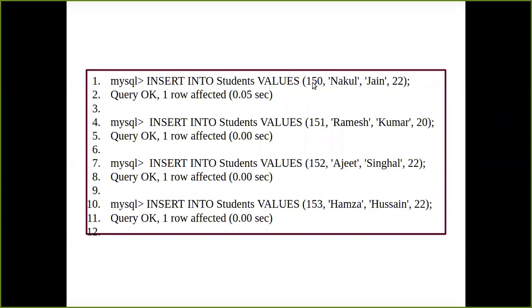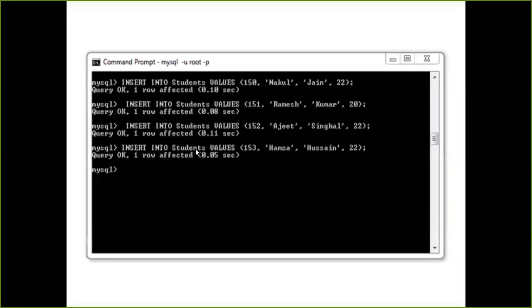So the first value is going to be considered as what? ID. This is your first name, this is your last name, and this is going to be your age. Fine. So we have inserted 4 values in the table. Now once it is done, you can see over here all the values are inserted successfully, with no errors. And then we are going to have the next steps.